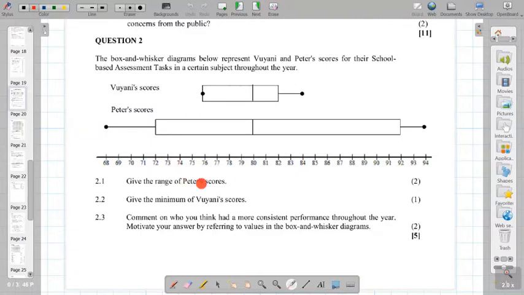The range of Peter's scores. Okay, range is maximum minus minimum. So the maximum is 94, and the minimum is 68. So you can just find their difference. The minimum of Vianney's score. See, Vianney has no whisker there. So what does that mean? It means the minimum mark and Q1 are the same.